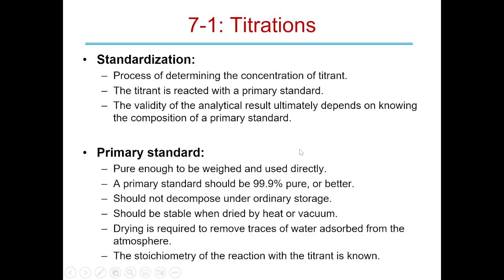The primary standard, these are what a primary standard should be, and these are the assumptions you make when you use a primary standard. You can get primary standards that fulfill these assumptions, but you have to be careful because when you let them sit in environments that they shouldn't be sitting in for long periods of time, they can deviate from these assumptions. The primary standard should be pure enough to be weighed and used directly. So you should be able to weigh it out, and that is the amount you get. A primary standard should be 99.9% pure or better. This purity right here actually limits all the rest of your calculations.